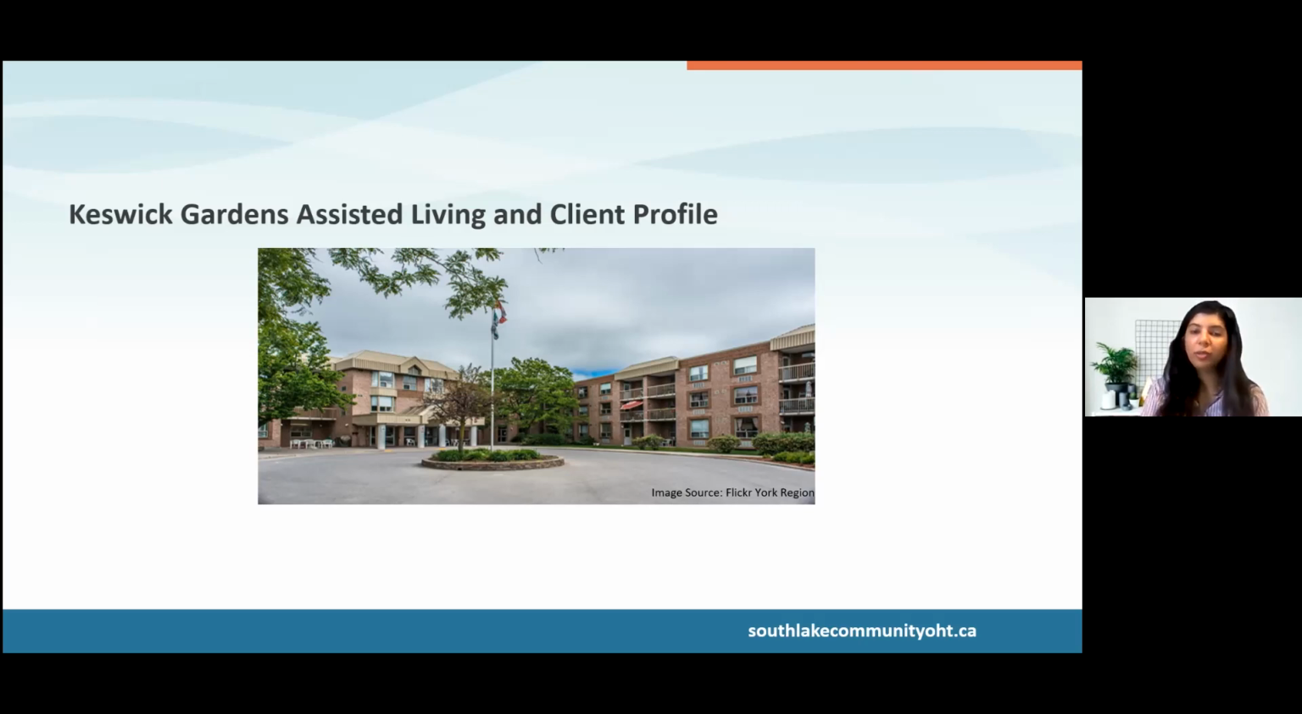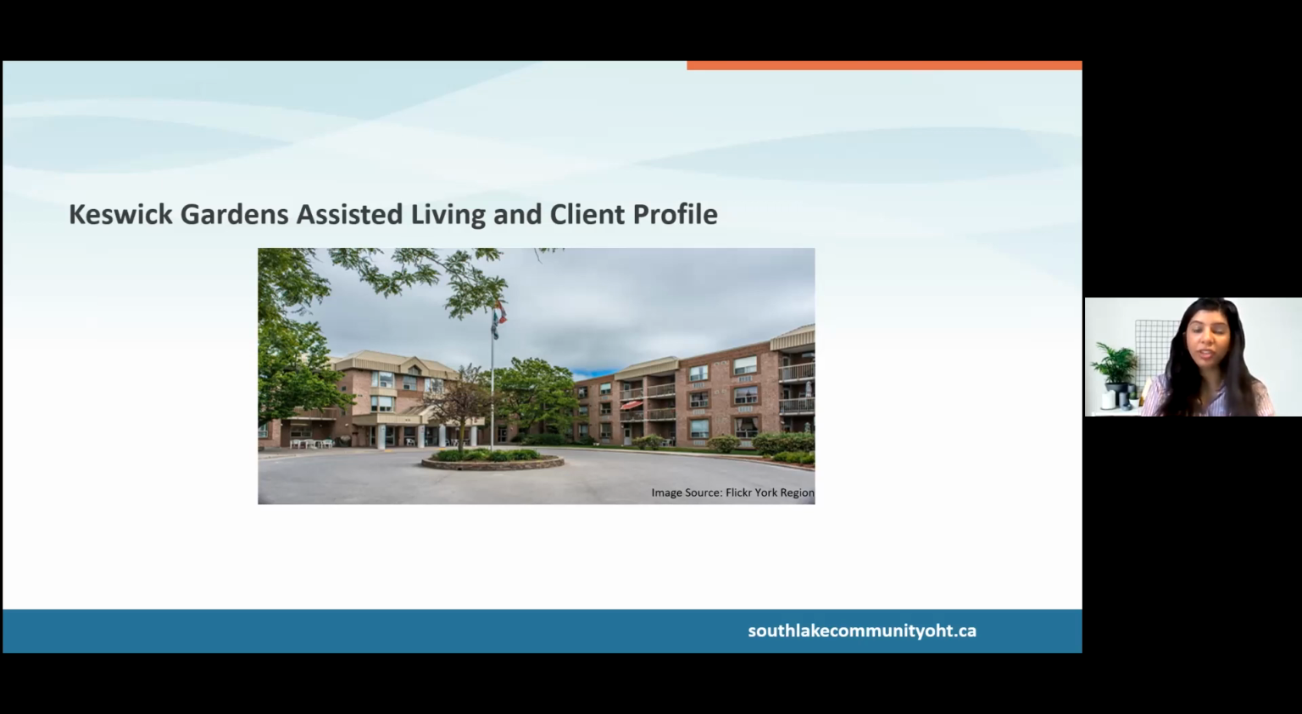CHATS operates on a hub and spoke model within the site. The hub is the actual building, which includes 40 clients. And then the spoke is the perimeter, 10 to 15 minutes around the site in the community, where CHATS has 5 clients. So a total of 45 clients are receiving PSW services within Keswick Gardens.